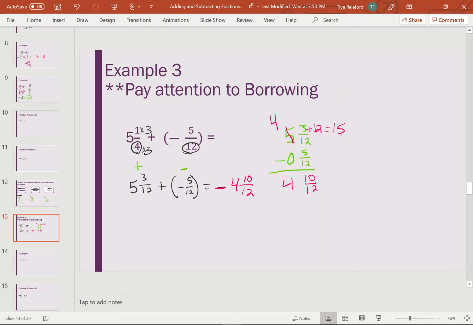Last step is to simplify. I can divide 10 and 12 by 2. 10 divided by 2 is 5, and 12 divided by 2 is 6. So I end up with a negative 4 5/6.